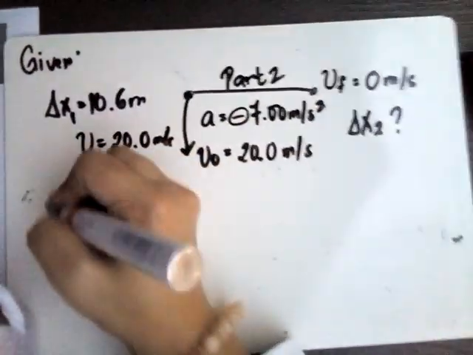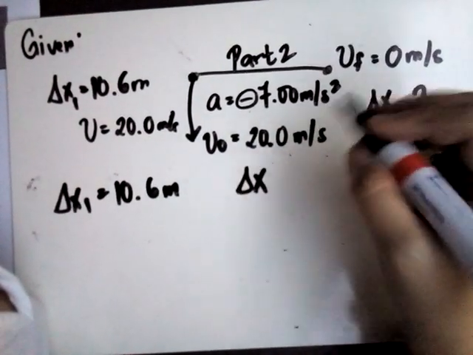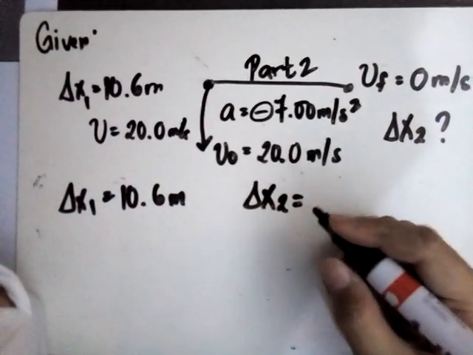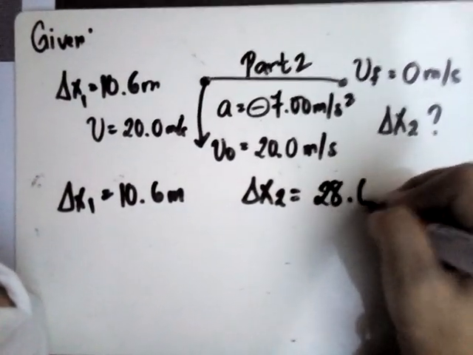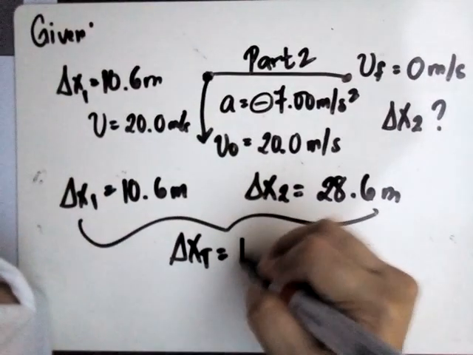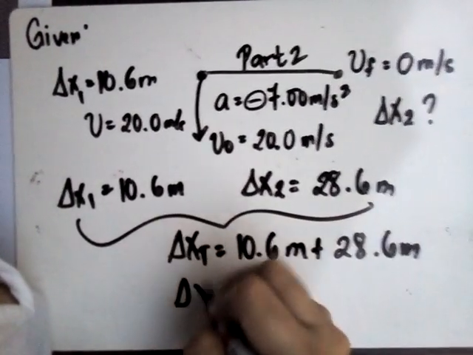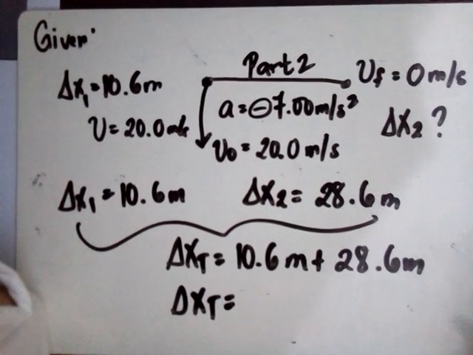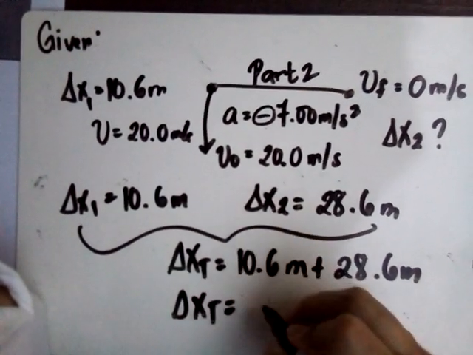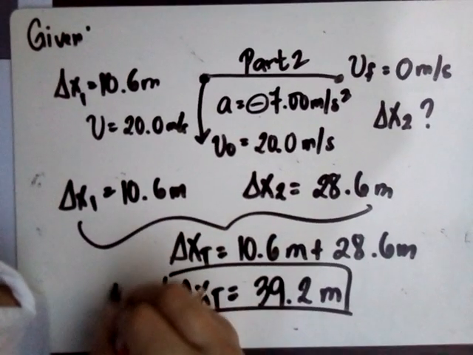Alright? So now, we have the two distances or two displacements. Our delta x1 is 10.6 meters and our delta x2 is 28.6 meters. So what is the total stopping distance? The total stopping distance is simply 10.6 meters plus 28.6 meters. So our delta xt is equal to 10.6 plus 28.6. So our total stopping distance is 39.2 meters. So this is our answer.